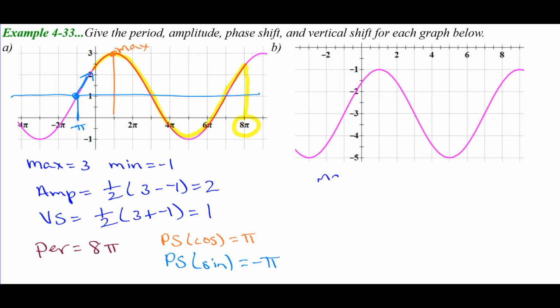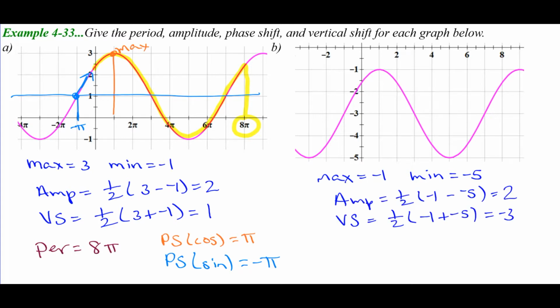Again, over here, my maximum is -1, my minimum is -5, which allows me to calculate amplitude and vertical shift. Remember, to find my period, I'm going to trace one cycle of my curve. So I've got a maximum, I've got a minimum, back to that same y value, which is here. So my period here is going to be 8.